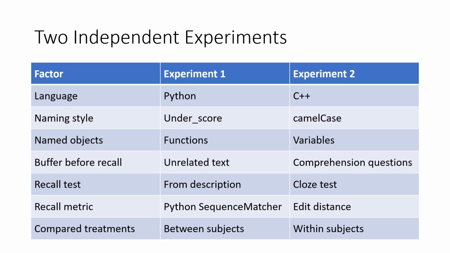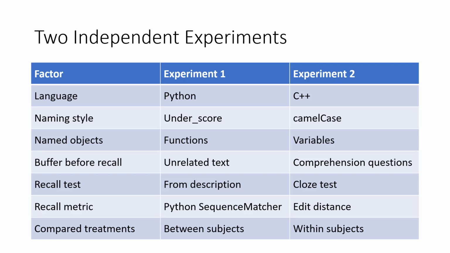We performed two independent experiments, which were designed and conducted by two separate groups of students. The experiment designs had many differences. For example, in the programming language used, the named objects, the name recollection test, and the metric used to judge how close the recollected names were to the original names. This serves to reduce threats to validity.